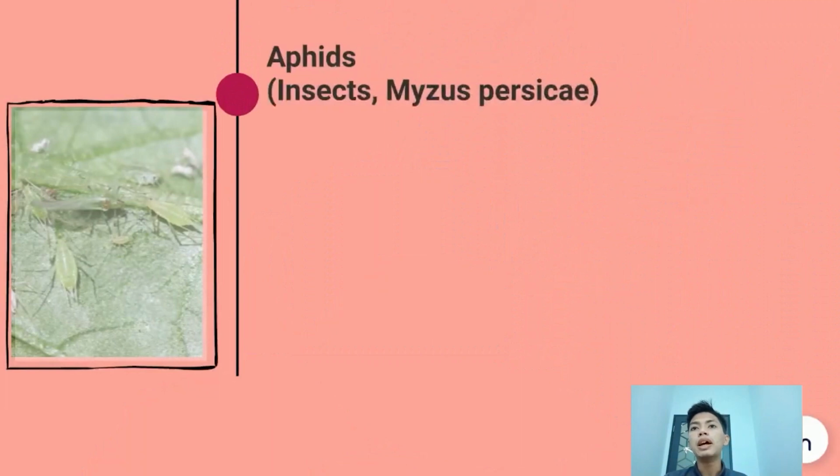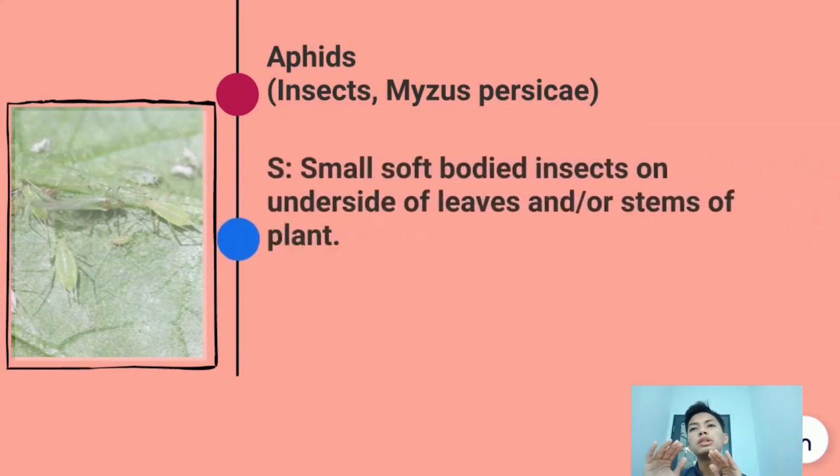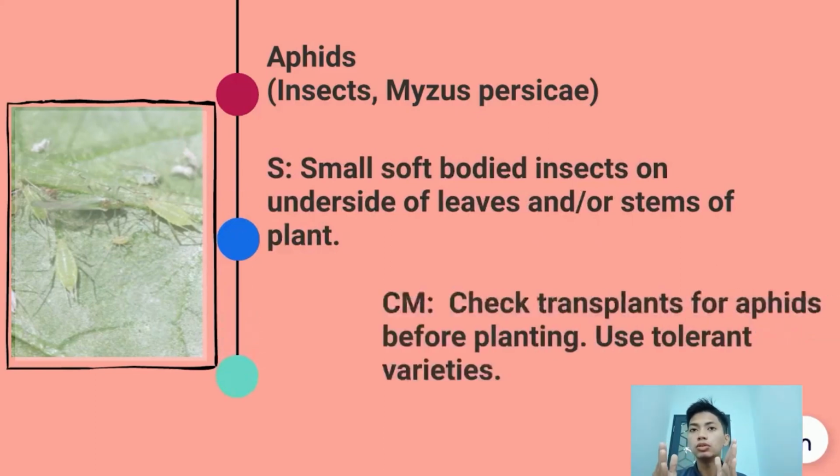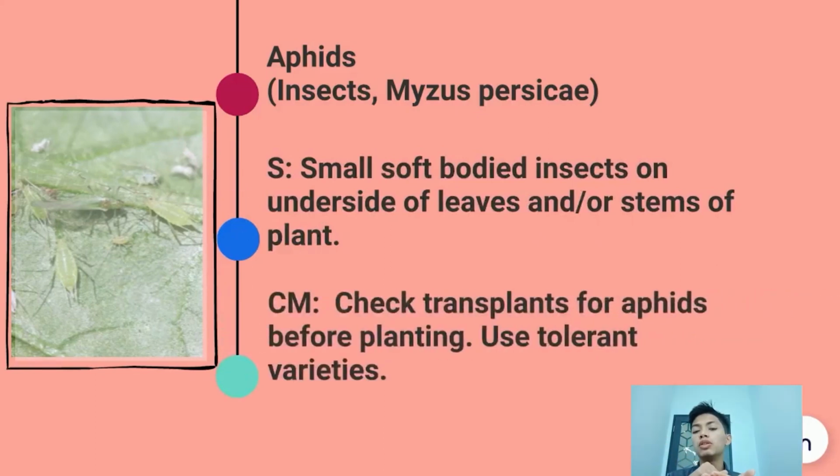Second is aphids, a type of insect known as Myzus persicae. Its symptoms are small soft-bodied insects on the underside of the leaf or stem of the plant. Its control methods are to check transplants for aphids before planting and use tolerant varieties.